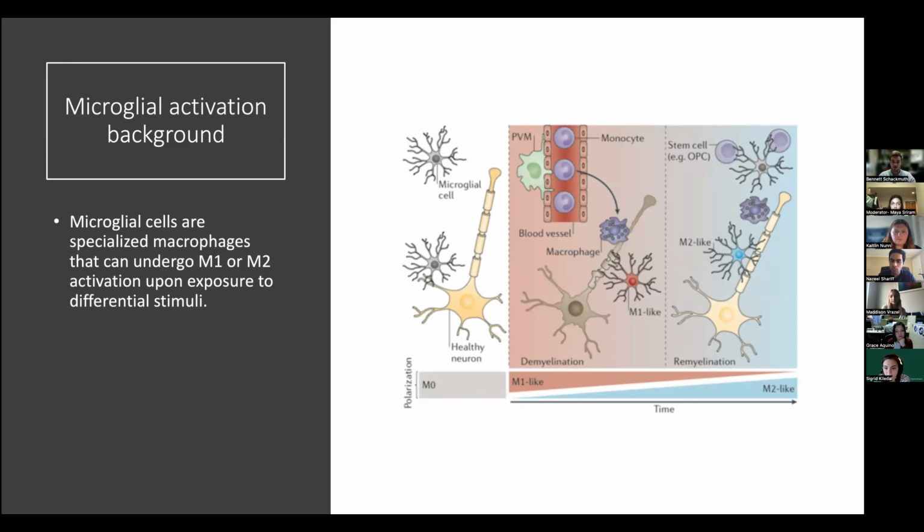As you can see here, there are 3 different phases they can go into. The M0 phase, which is their surveillance phase, where they're just going around the brain making sure that everything is clear. They can go into their M1-like phase, which can result in demyelination and leakage of the blood vessels, causing a leaky blood-brain barrier, or the M2 phase, which is part of remyelination and healing. That will release anti-inflammatory cytokines, while the M1 phase will release pro-inflammatory cytokines.